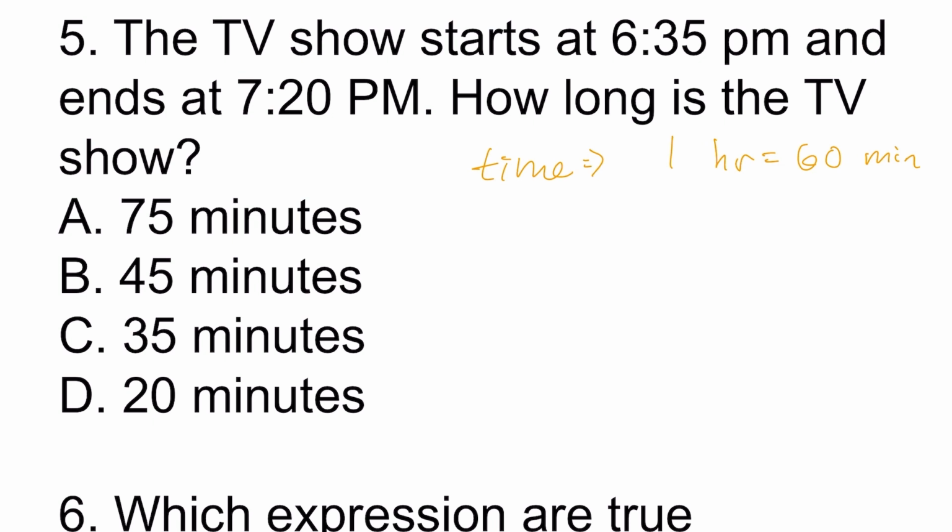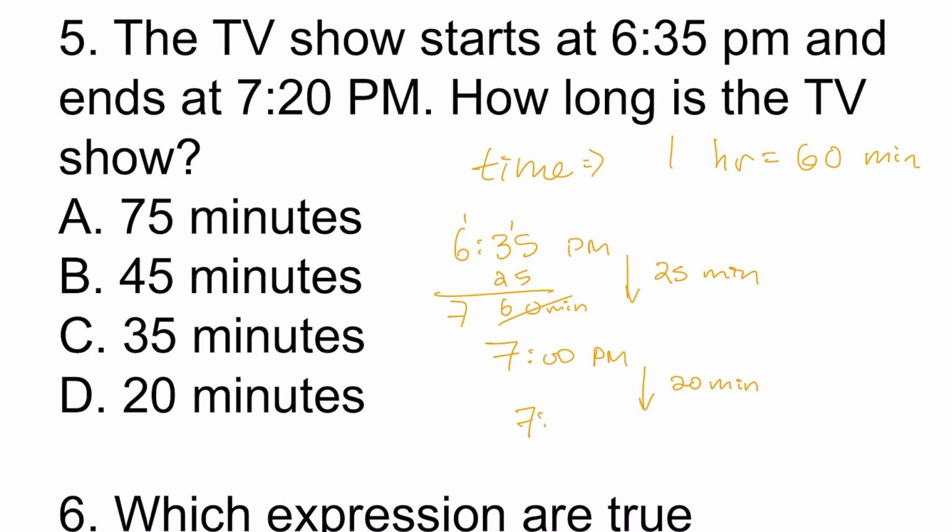So in this case, you want to count forward from 6:35 p.m. You can move forward 25 minutes. And we have 60 minutes, which then gets to 1 hour. So this would be 7 o'clock, and that's 25 minutes. And you still need to go another 20 minutes to get to 7:20 p.m. So in this case, the time elapsed will be 25 and 20, which would be 45 minutes total.